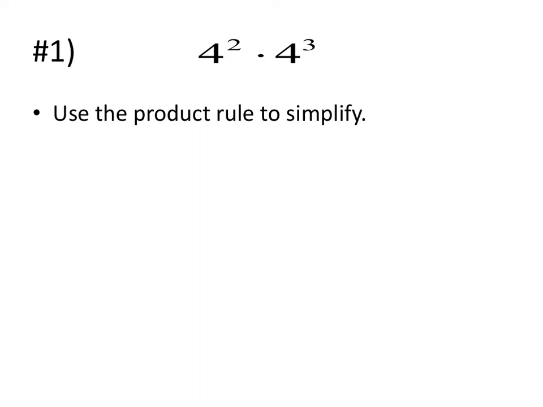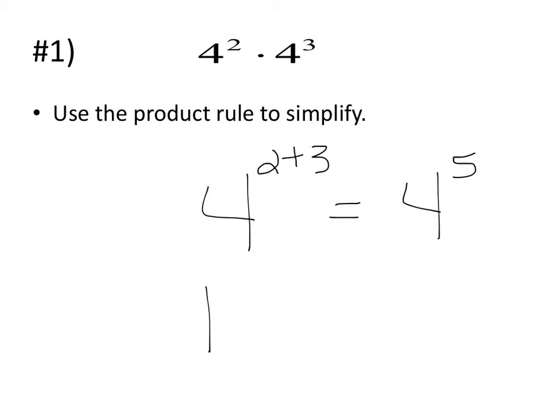So you have 4 squared times 4 cubed. Remember, if you are multiplying like bases, which is your 4s, you add the exponents. So my base is 4, so I'm going to do 2 plus 3. So you have 4 to the 5th. And 4 to the 5th power is 1,024.